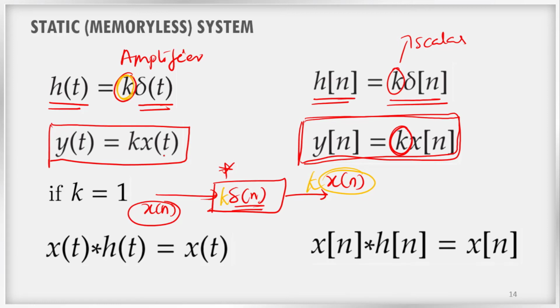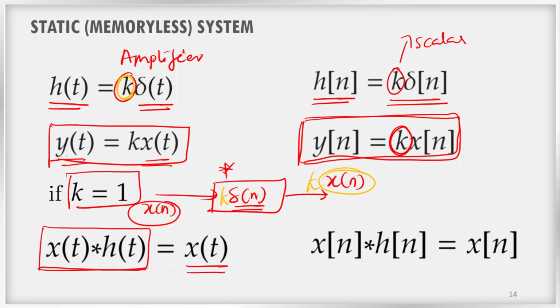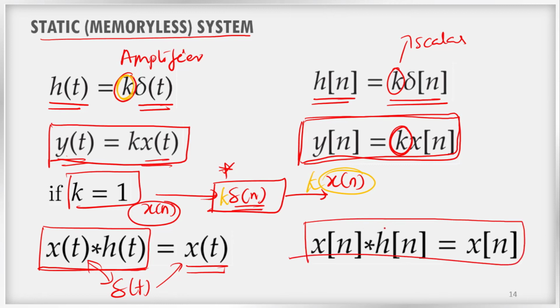Suppose k is 1, then we can say that y of t is equal to x of t. Otherwise, x of t convolved with h of t results in x of t itself in the case of a static or memoryless system. If k is 1, x of t convolved with h of t results in x of t, because h of t is del of t. That is the reason. So if you convolve any signal with del of t, it will result in x of t. Here also x of n convolved with h of n will result in x of n, because h of n is equal to del of n. So convolving any signal with del of n will result in x of n itself. That is the basic idea of a static or memoryless system.